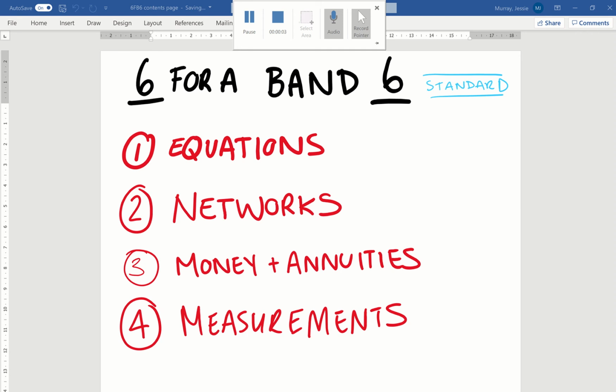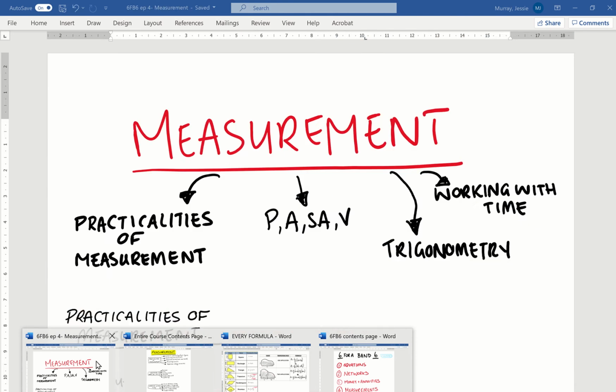Hello, mathematicians. We are up to episode 4 today, looking at measurements, and I've broken it down, again, just going over some brief, important parts of it. Okay, so we aren't covering all of it, just some parts I'd like to remind you about.